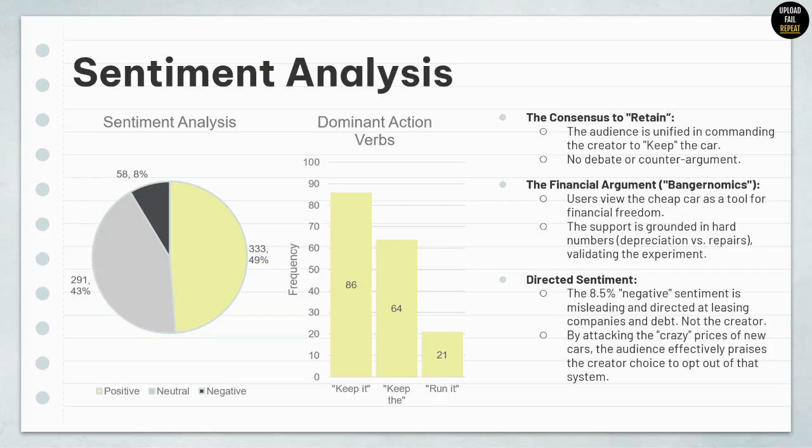The audience sees the mechanical issues of the Mondeo as minor and the lower running costs in comparison to the depreciation of a new car. They are telling the creator to hold the line.